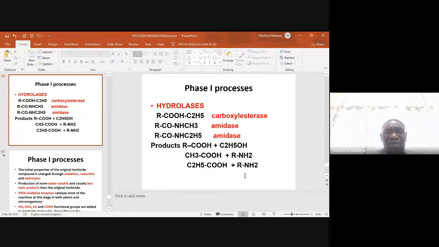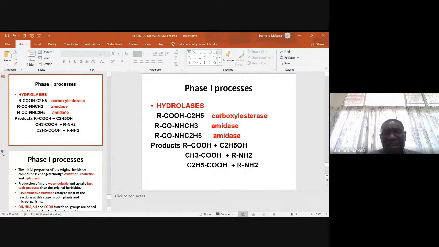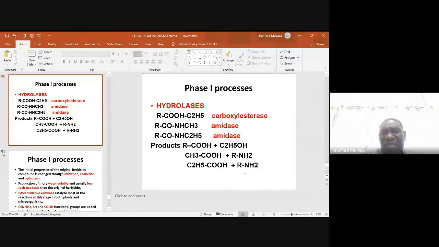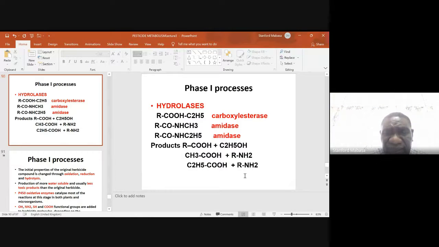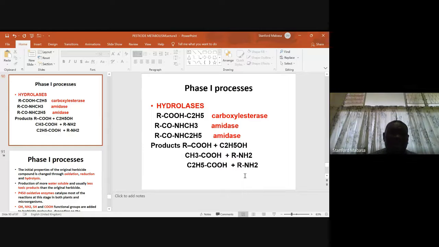Under phase one, we've got what we call hydrolysis, which can specialize on certain structures as follows. We've got carboxylesterases, amidases, which specialize on certain structures. And these are some of the products which we can get. So we need to understand the role of hydrolysis.